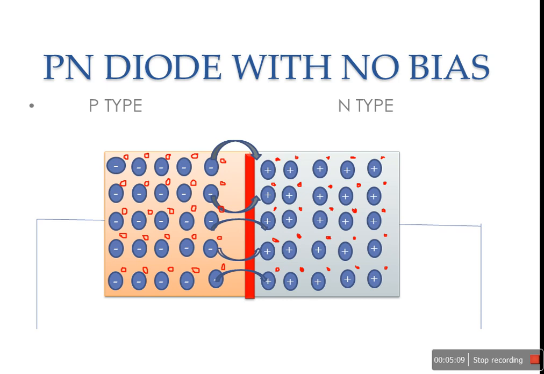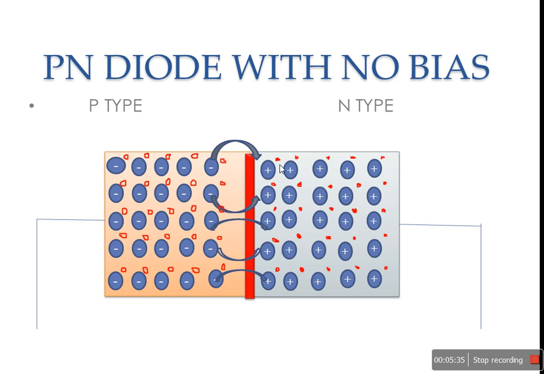So here the electrons and holes, this is the junction. So at the junction point the electrons and holes will recombine with each other. So whenever the electrons and holes recombine with each other, then the region which is empty of holes and electrons will form on either side of the junction. So this is called the depletion region.